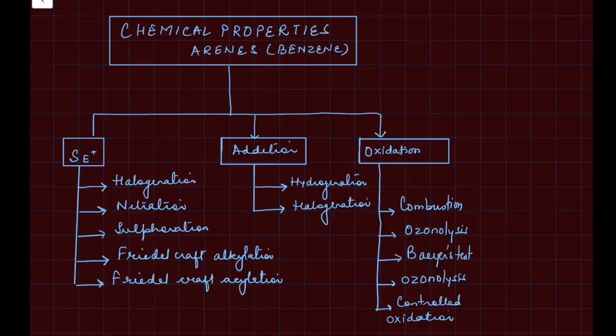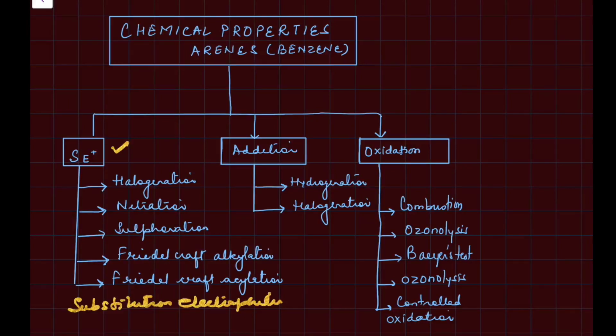Benzene and its derivatives primarily go through 3 types of reaction. First is SE+, that is substitution. S for substitution. E+ is electrophilic. They undergo electrophilic substitution. And halogenation, nitration, sulfonation, Friedel-Crafts alkylation, acylation are the major 5 reactions which make the base of the benzene reactions. We'll study them one by one.